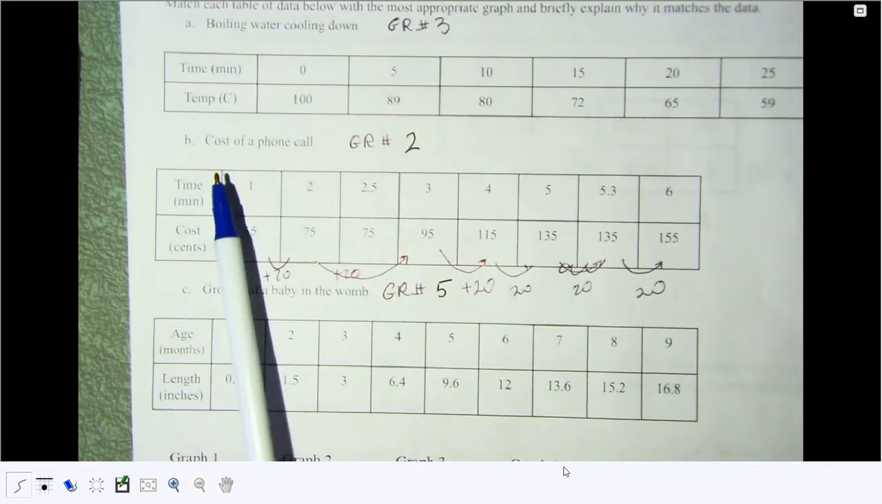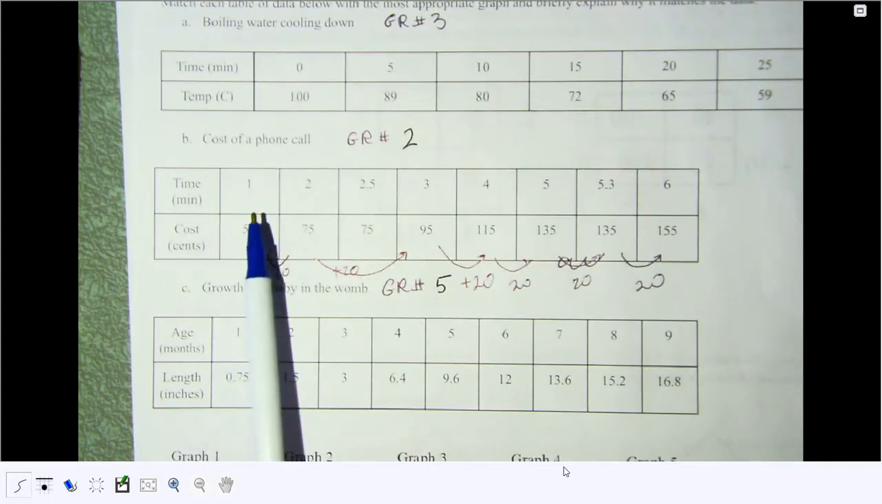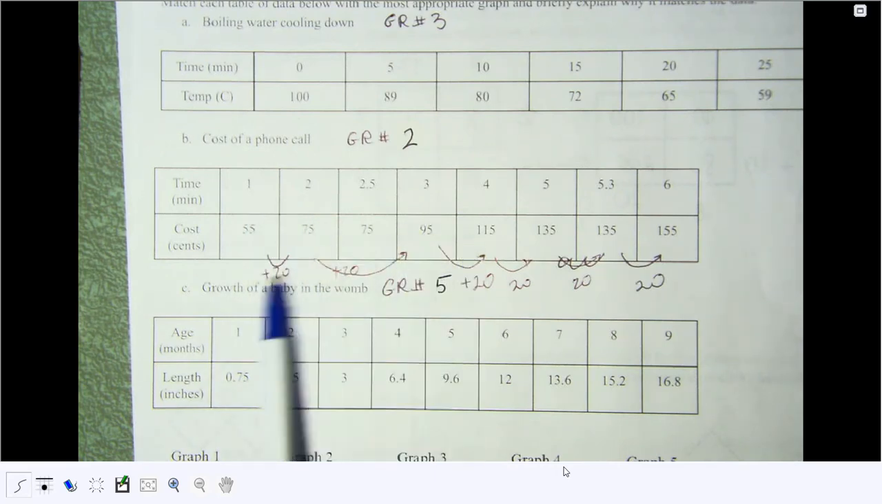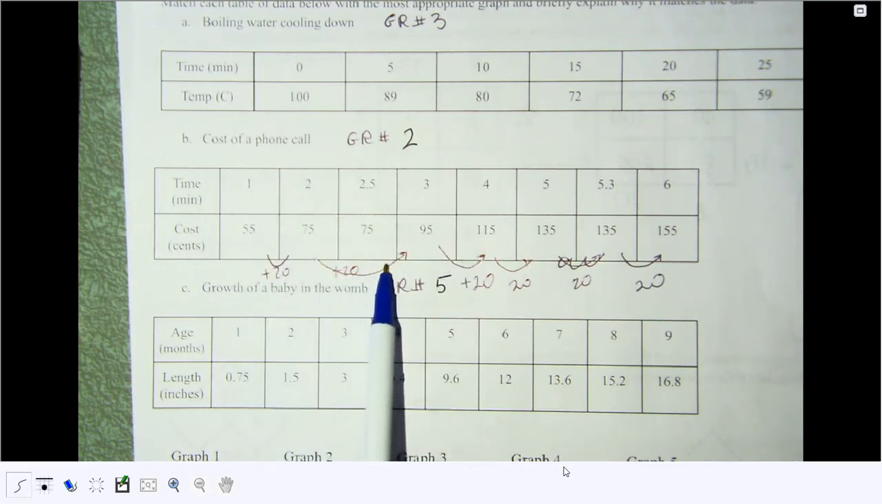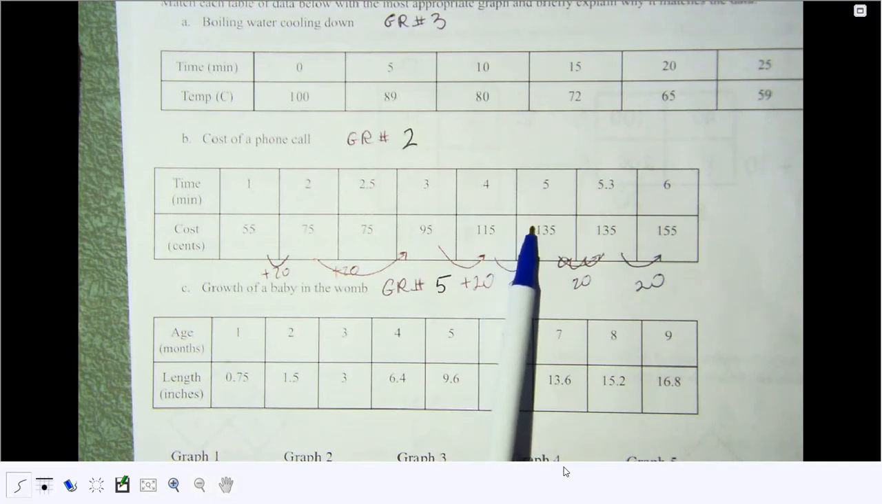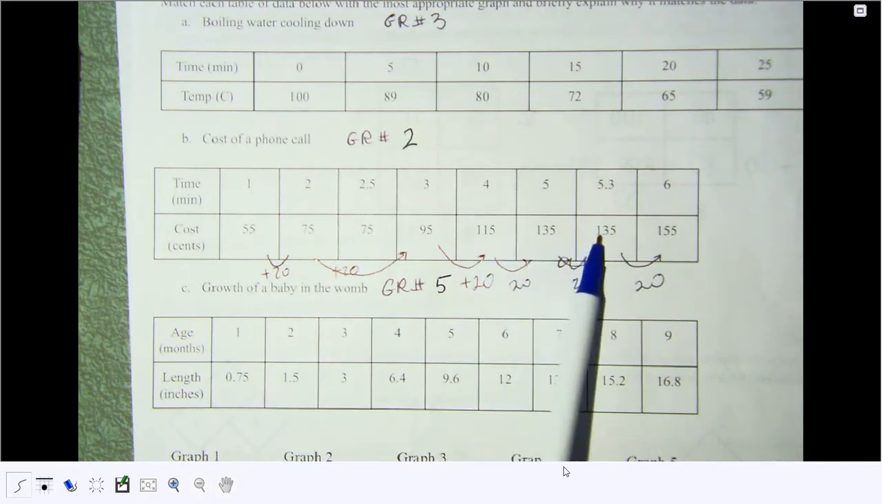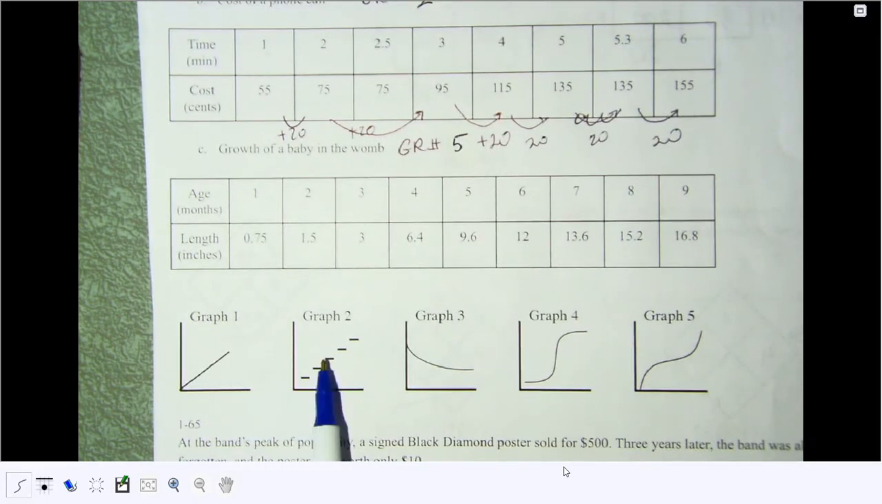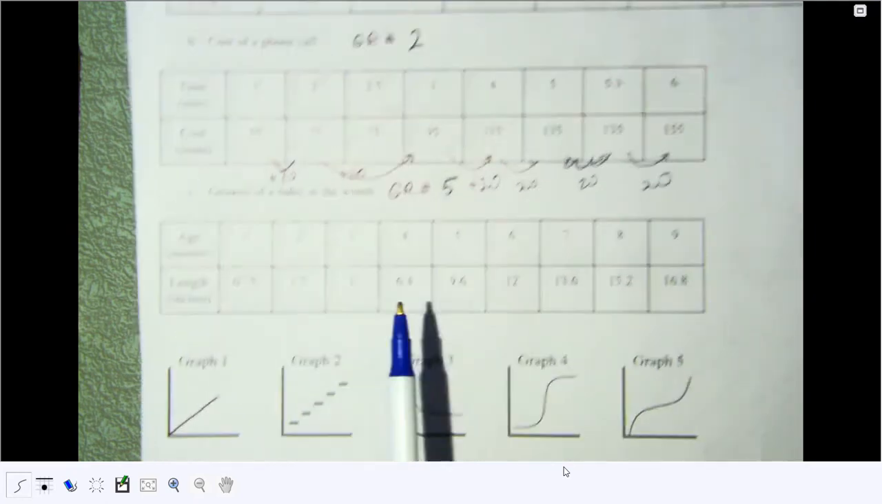The second one, we have a cost of the cell phone. So if you look at between 1 and 2, and 2 and 3, and 3 and 4, the cost goes by 20. But then at 2 and 2.5, that is exactly the same price. The same with 5 and 5.3. So at one point, the price was exactly the same. So I'm looking for the graph that doesn't start at 0, but kind of stays the same for some period of time. So that would be graph number 2.